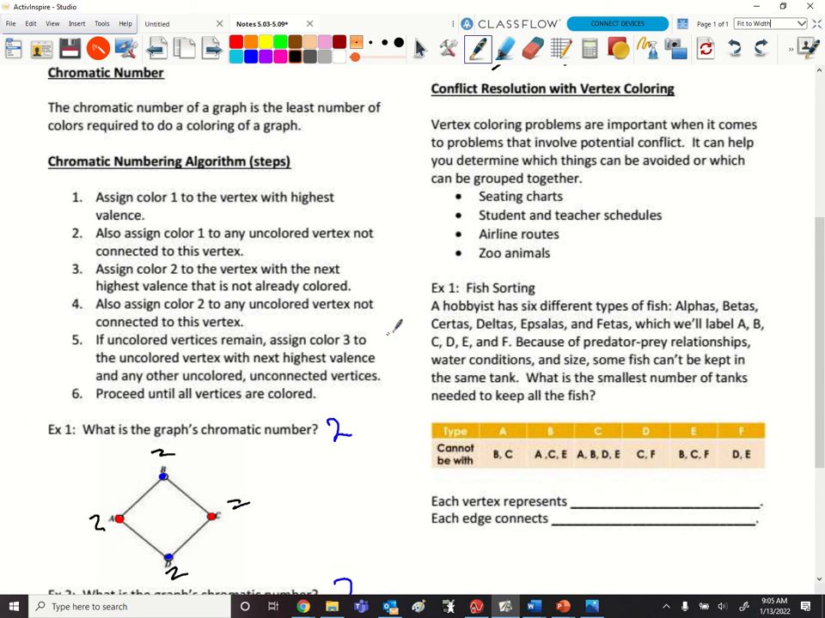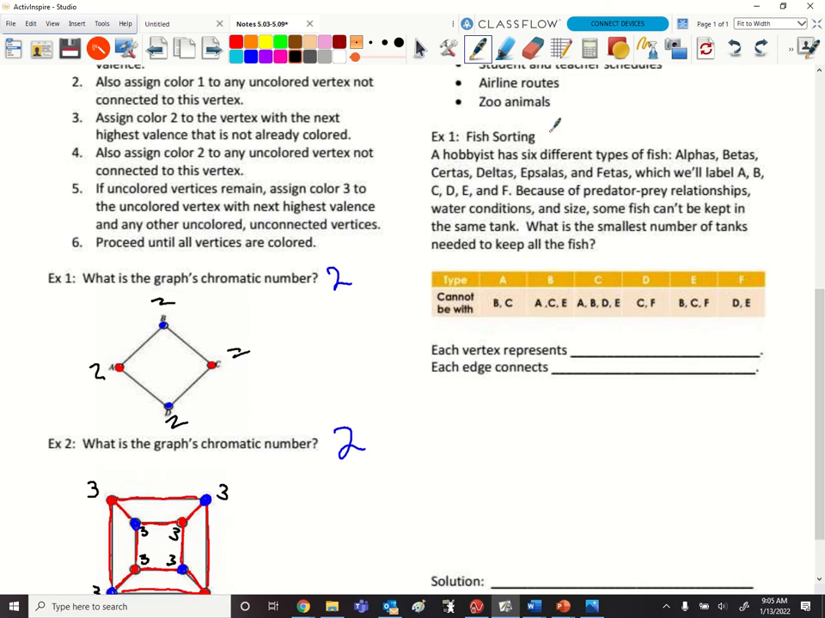Anyway, fish sorting. Fish sorting. There we go. Sorry. It says a hobbyist has 6 different types of fish: alphas, betas, certas, deltas, epsilons, and thetas, which will be labeled A through F. Because of predator-prey relationships, water conditions, and size, some fish can't be kept in the same tanks. What is the smallest number of tanks needed to keep all the fish?